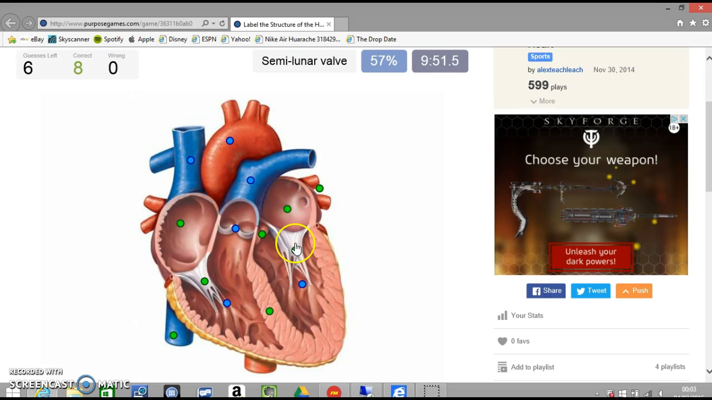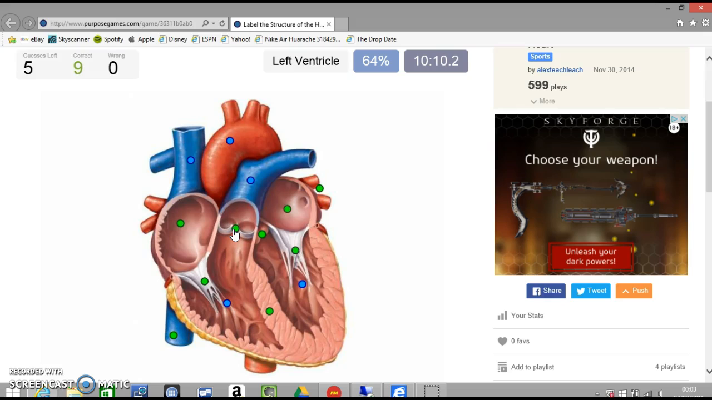The next one is the semilunar valve. So it's the one bang smack in the middle. The function of this is to prevent backflow again of the blood from the arteries. That's all I can really say on it.